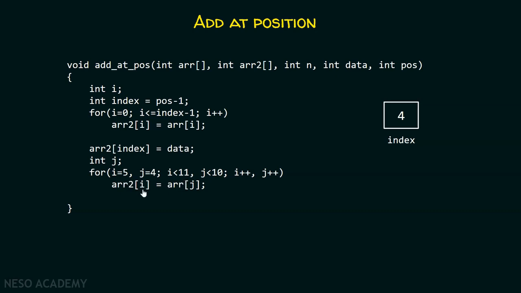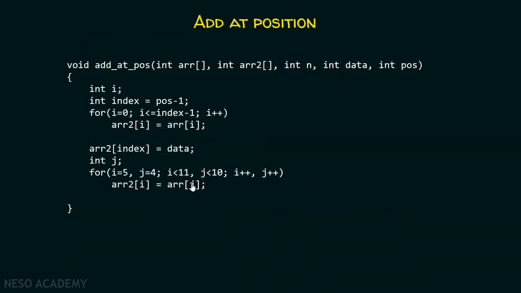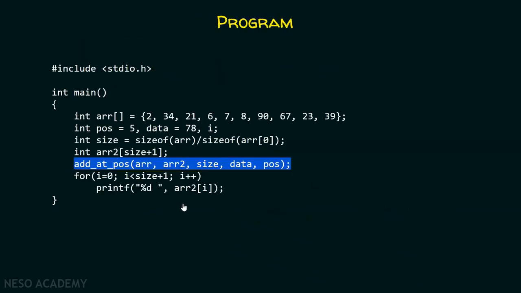Here you can see I is used in ARR2 and j is used in ARR. With the help of this for loop, we would be able to copy the rest of the elements from ARR to ARR2. So all the elements from this point to this point will get copied in ARR2. After this function evaluation, we get back to the main function, and then we'll use this for loop to print all the elements of ARR2. Of course, the size must be size plus 1 here.